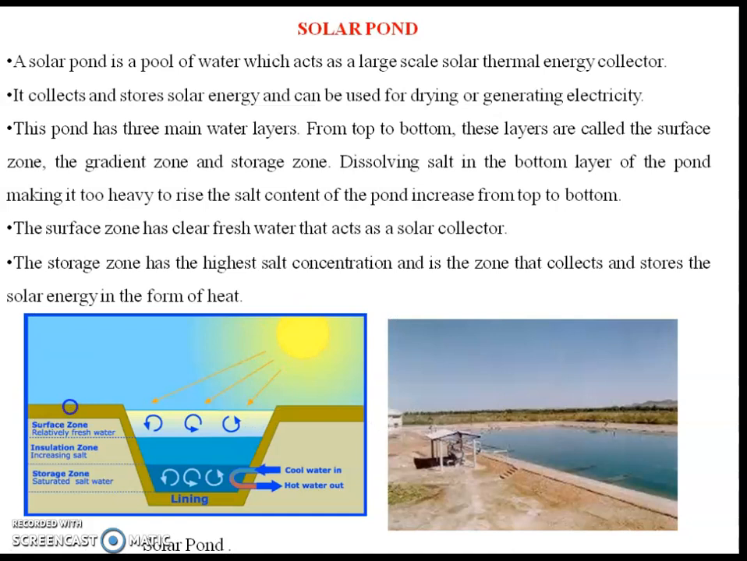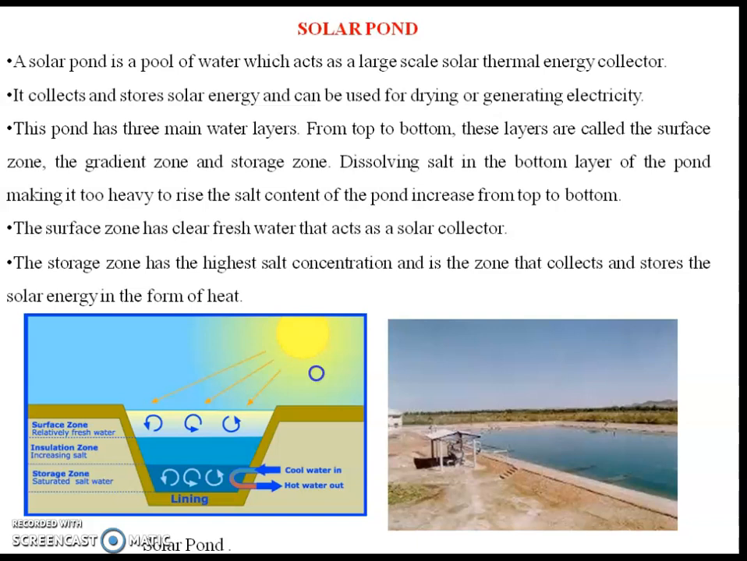This creates a salinity or density gradient. Due to the density gradient, the water within the zone cannot rise or fall by natural convection. So the gradient zone acts as a transparent insulator between the upper and lower zones. It permits the solar radiation to reach the lower zone and entraps it.